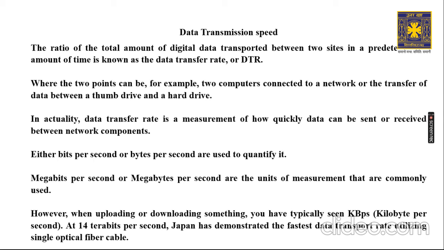At 14 terabits per second, Japan has demonstrated the fastest data transport rate utilizing a single optical fiber cable. So which country has demonstrated the fastest data transport rate? Japan. And what is that data transport rate? That is 14 terabits per second. So units are like this: kilobits, megabits, then gigabits, then again terabits and so on. This way you can measure the speed.